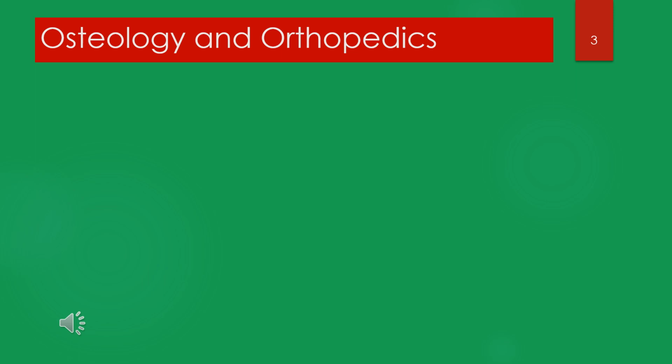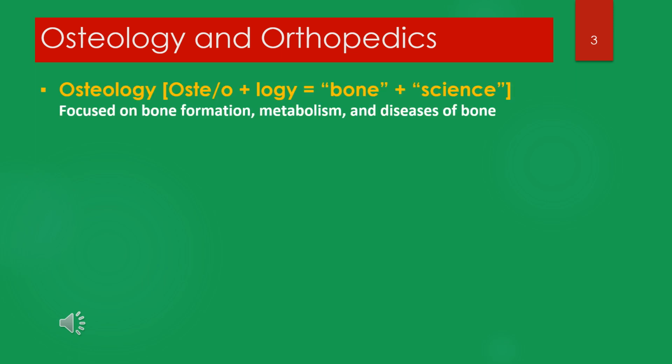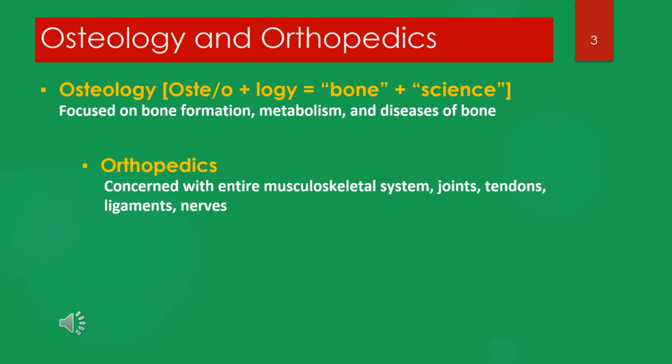Osteology and orthopedics are the medical branches concerned with the study and treatment of bones. They differ slightly in their focus. Osteology is focused on bone formation, metabolism, and diseases of bone. Orthopedics is concerned with the entire musculoskeletal system and its diseases to include joints, tendons, ligaments, and nerves.